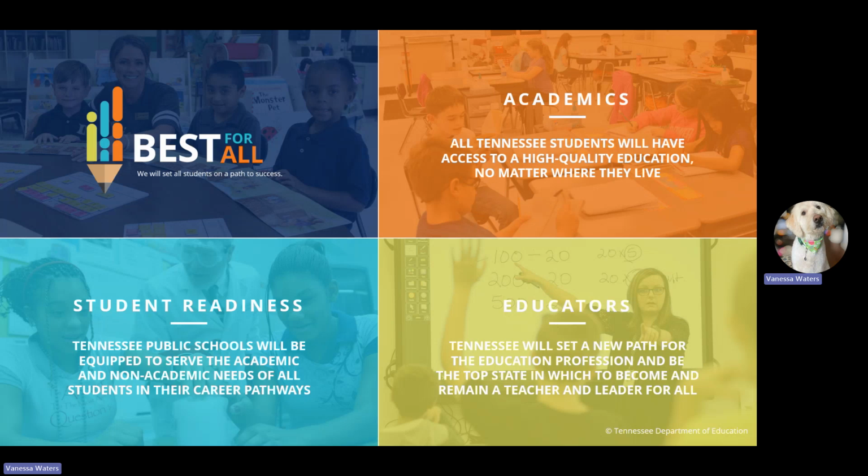At the Tennessee Department of Education, we ground our work in our strategic plan, Best for All. The plan focuses on three priorities: academics, student readiness, and educators for all Tennessee students. As you all know, your work with immigrant students is strongly connected to all three of these areas. The support you provide to educators, students, and families is crucial.